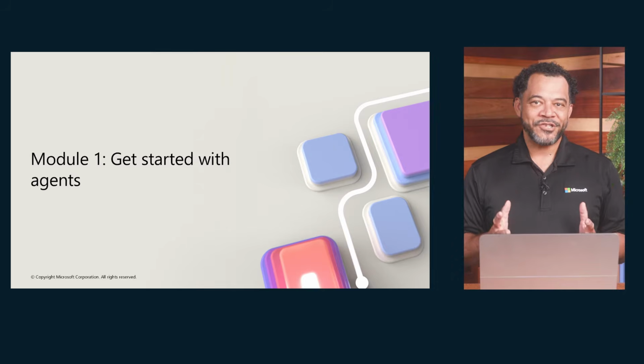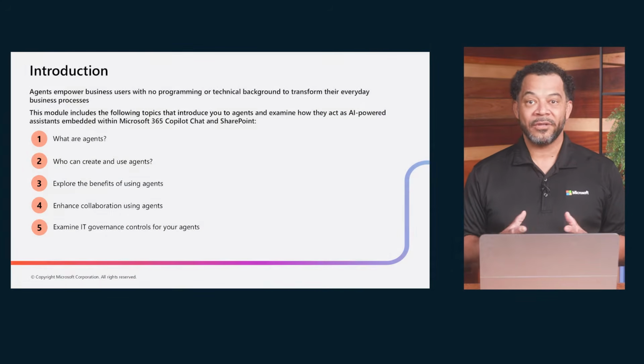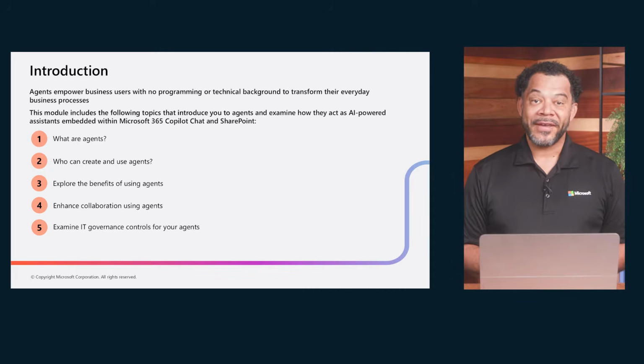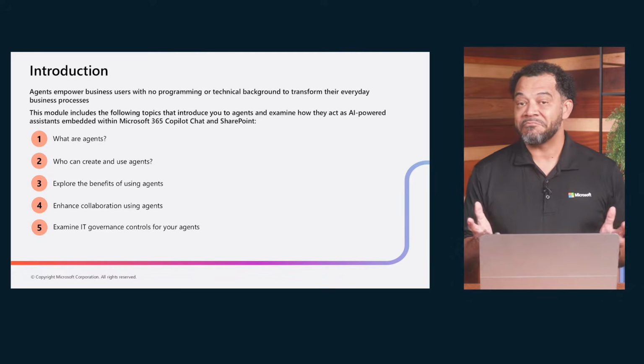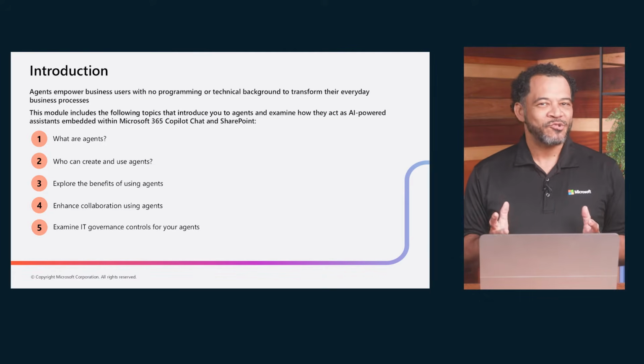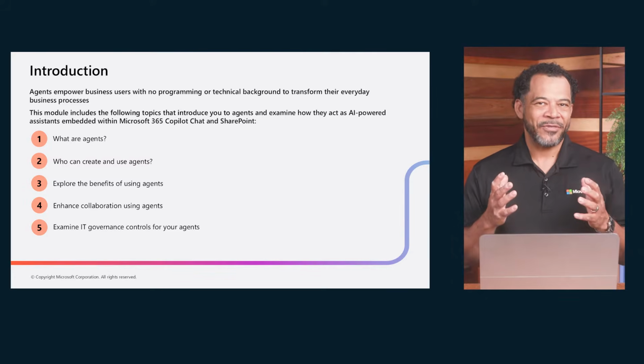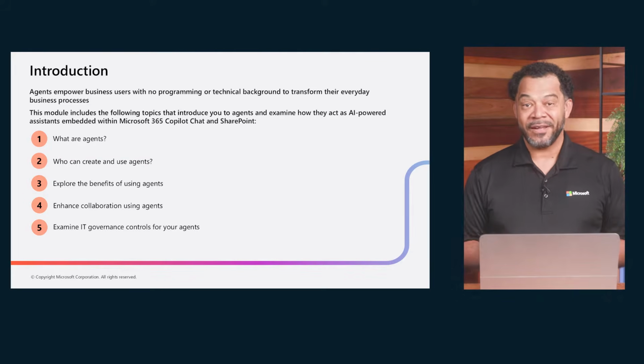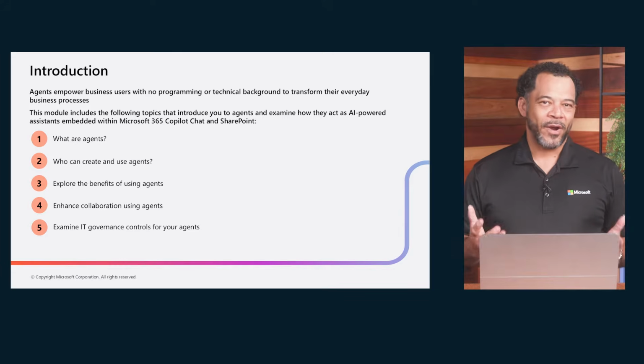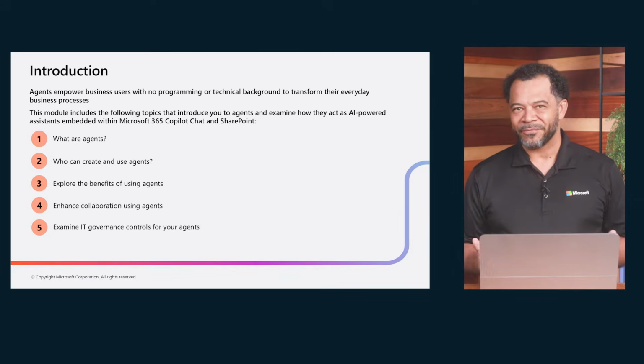Let's begin by imagining a workday where routine tasks feel less like a grind and more like a flow. That's the promise of agents, an AI-powered assistant built right in the Microsoft 365 Copilot Chat and SharePoint. What makes them truly transformative is that they're designed for everyday users, not developers. You don't need to write code or understand complex systems. You just need to know your work.